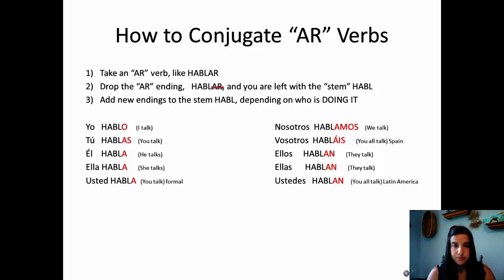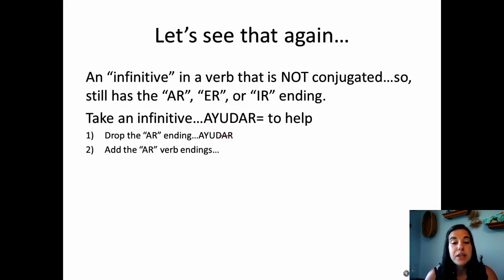So let's see another one. You take the infinitive, that's a verb that's not conjugated, and it still has the AR, the ER, or the IR ending. And like I said, this lesson is just working with AR verbs. So I took the infinitive, ayudar, means to help. I dropped the AR ending, and I'm left with ayud. That's the stem of the verb. And then I add the different AR endings.